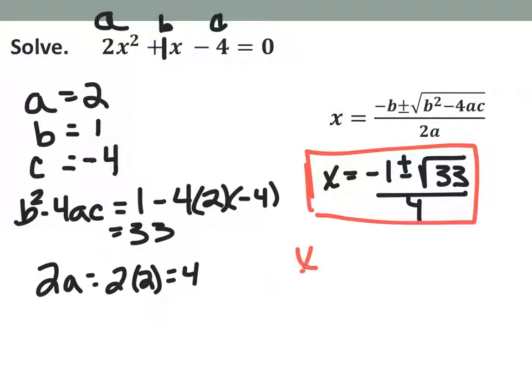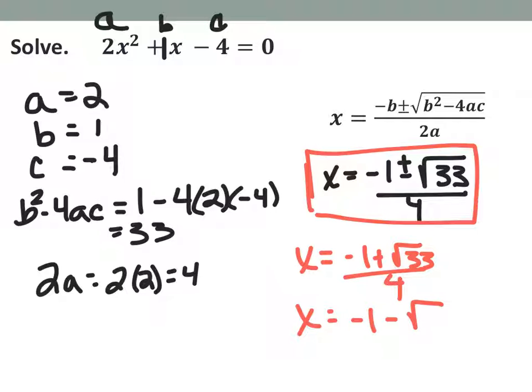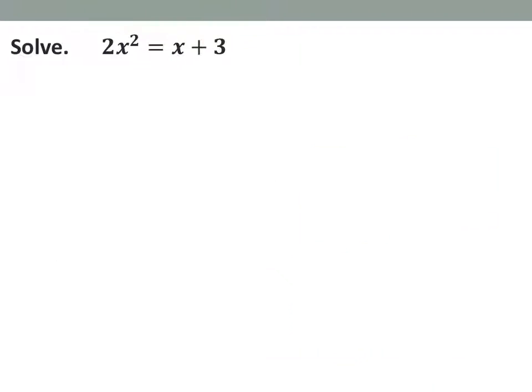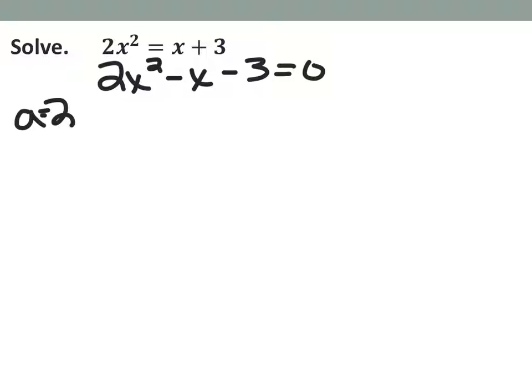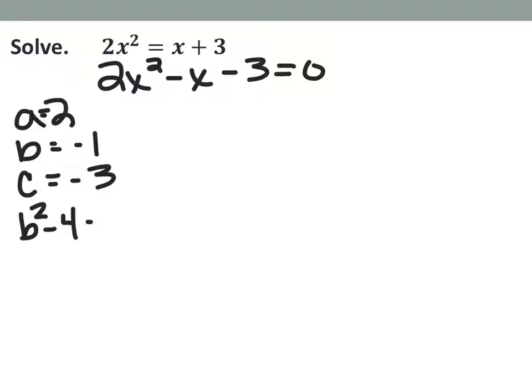You can also write it as x equals negative 1 plus root 33 over 4, and x equals negative 1 minus root 33 all over 4. Either one is correct. Let's do another one. Now this one we need to do a little rearrangement because we do not have it equal to 0. So 2x squared minus x minus 3 is equal to 0. So what's a? 2. B is negative 1. C is negative 3.